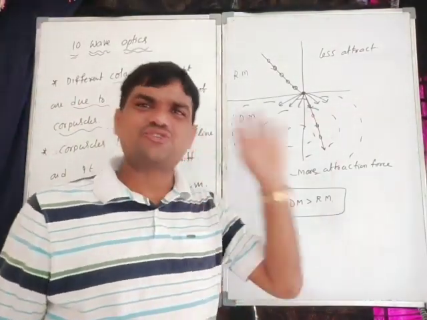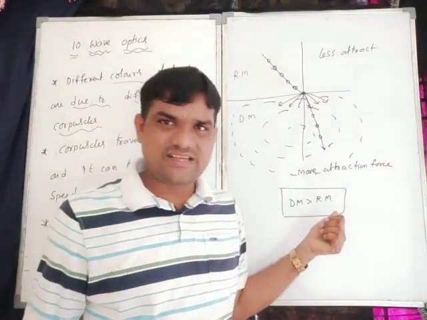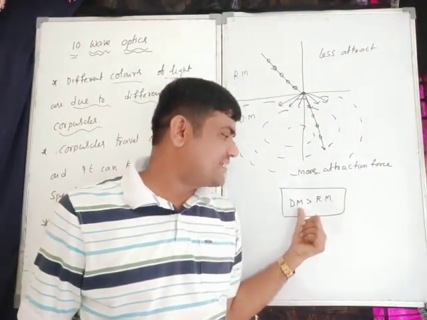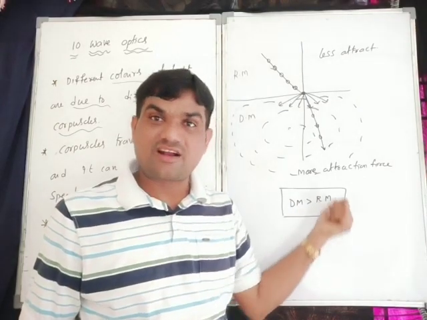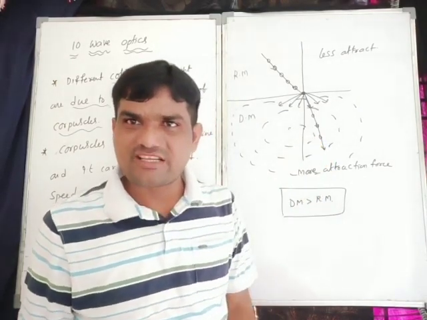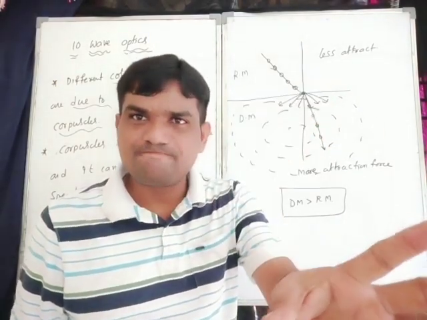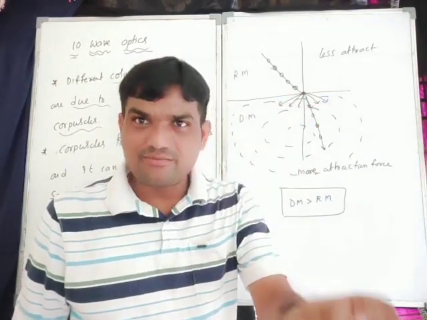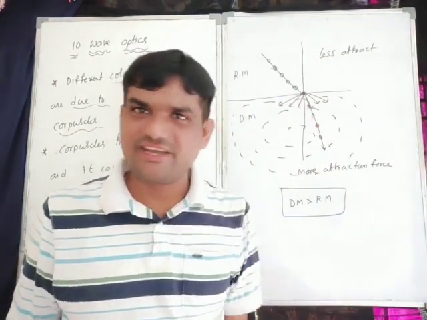Okay. And also, that is the main thing to remember. According to Newton, the speed of light is more in the denser medium and less in the rarer medium. But experimentally Foucault gave that the speed of light is more in the rarer medium and less in the denser medium. Like that he gave an explanation.